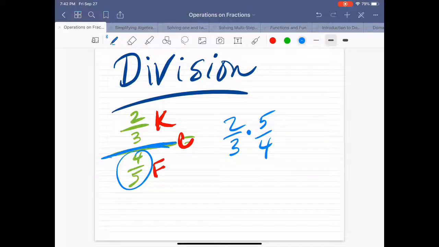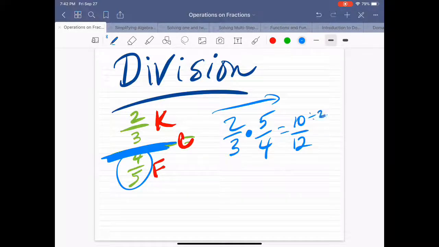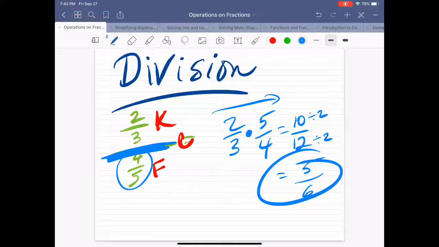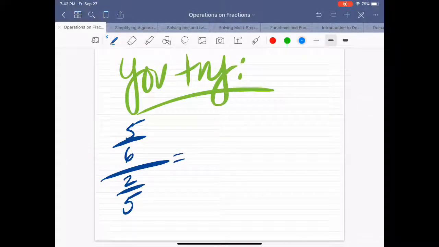Notice that your division problem turned into a multiplication problem. So to multiply fractions, you multiply straight across. 5 times 2 is 10, and 3 times 4 is 12. So reduce the fraction. They are both divisible by 2. And your final answer is 5/6. So try the following problem and pause the video.